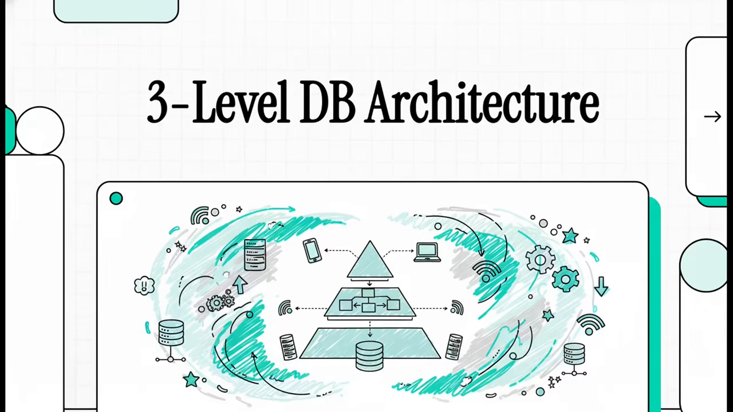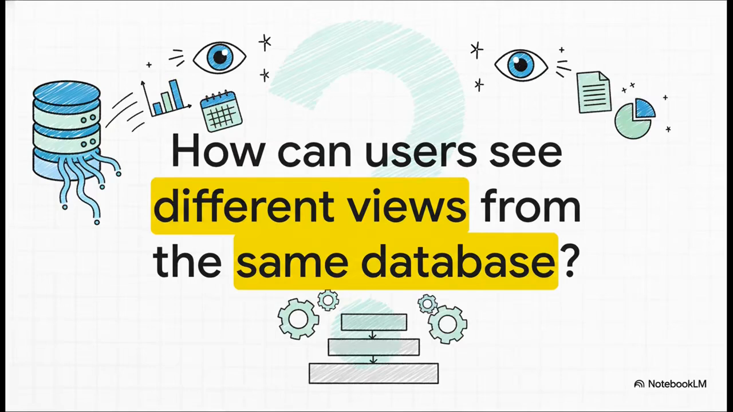All right, let's talk about something that's running behind the scenes of pretty much every single app you touch. We're going to break down something called the three-level database architecture. I know, it sounds a little technical, but trust me, it is the secret sauce that makes everything in our digital world just work. I mean, think about it.